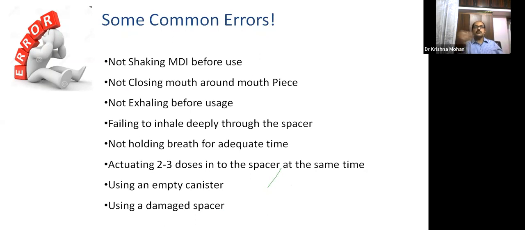Not closing the mouth around the mouthpiece. If you are using the mouthpiece or the spacer, make sure that you are not leaving any space between the mouthpiece and the mouth, so that all the drug will go inside. Before using this, make the patient exhale. You have to inhale deeply through the spacer, and if possible, ask the patient to hold breath for adequate time.